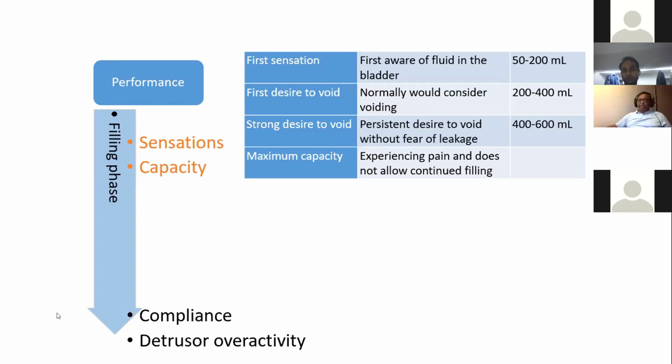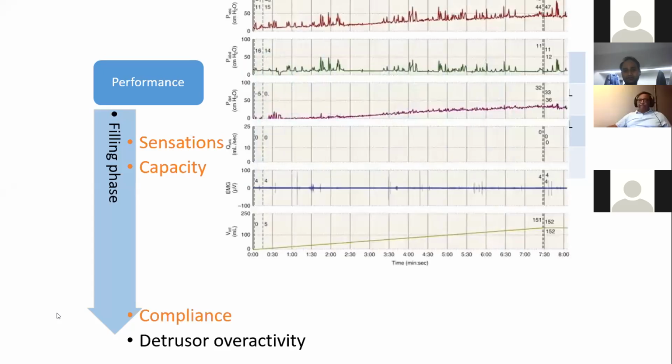Right at the time of the urgency, the volume that we have in the bladder gives you the maximum cystometric capacity. And you need to know what is the capacity. So when we are commenting on the filling phase, we need to have a comment on the sensations and the capacity. Next up is the compliance of the bladder. And you would only know what things to comment upon if you know where to look for these things.